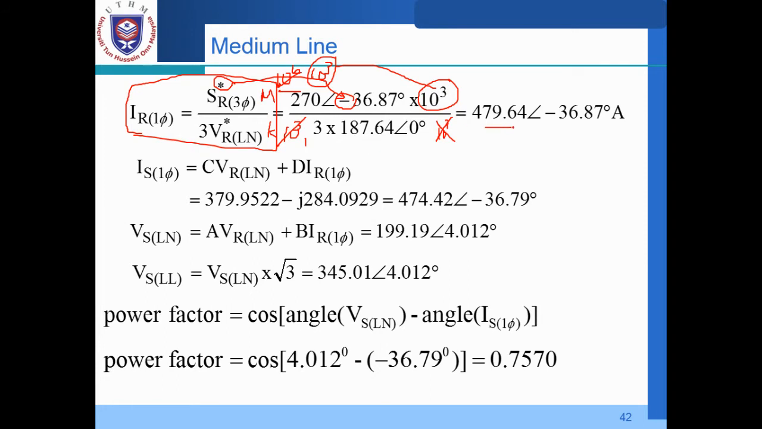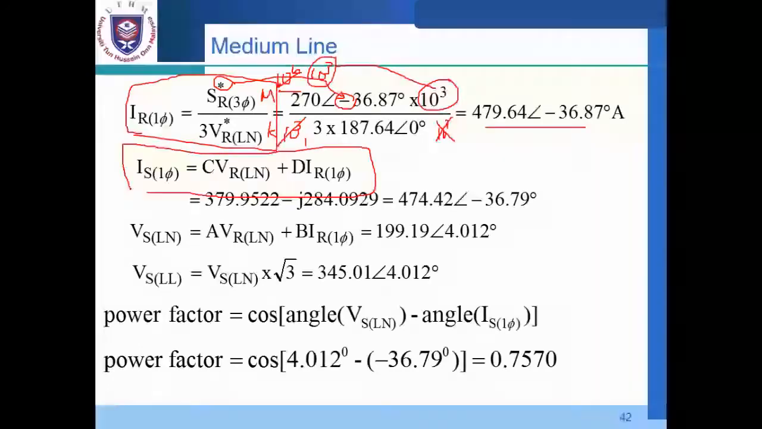And then giving IR per phase 479.64 minus 36.87 ampere. So this is the sending current. Remember from our short line equivalent circuit or short line formula. Since the sending part still falls under the short line category, we may use the parameters C and D that relate to VR and IR as well as the IS element.